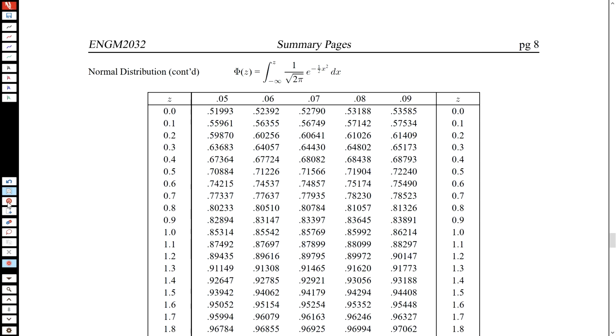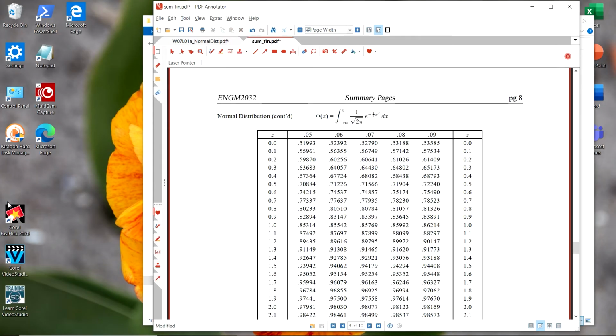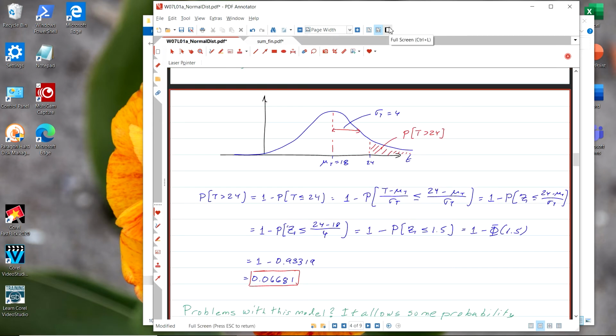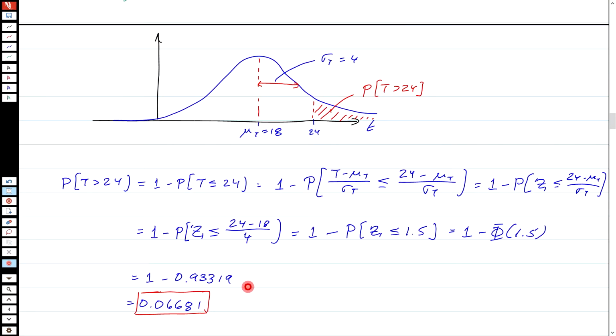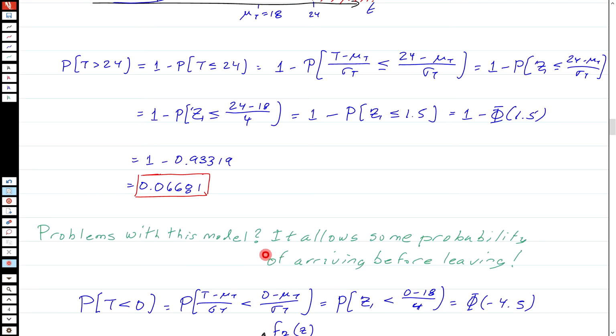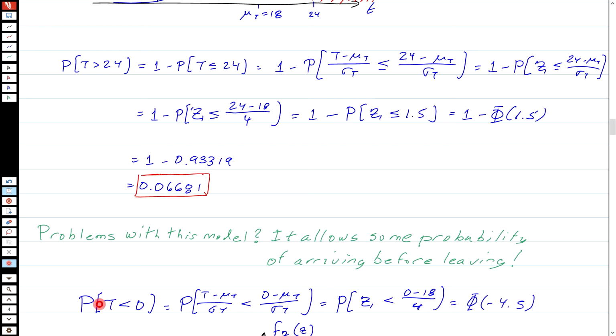Okay, let's get out of this and return to our discussion about the normal distribution. So that's basically where this 0.93319 comes from. A problem with this model, as I mentioned before, is that the range of the normal distribution is minus infinity to plus infinity. So this model allows some probability of arriving at work before leaving. We know that doesn't happen in practice, so there must be something intrinsically wrong with this model of travel time.